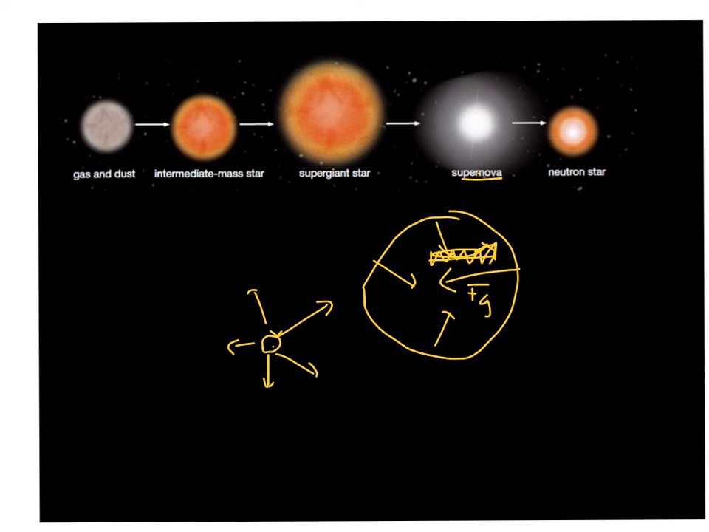What we're left with at the core, if we have a certain mass, is a neutron star. It's extremely dense. And I would recommend, if you're interested in that, choosing that as one of your options in the assignment. It's extremely dense and has a lot of super interesting properties.